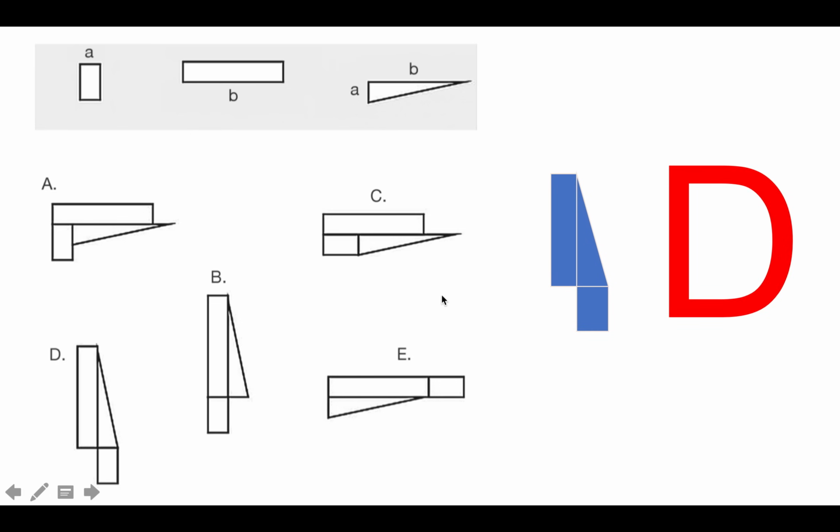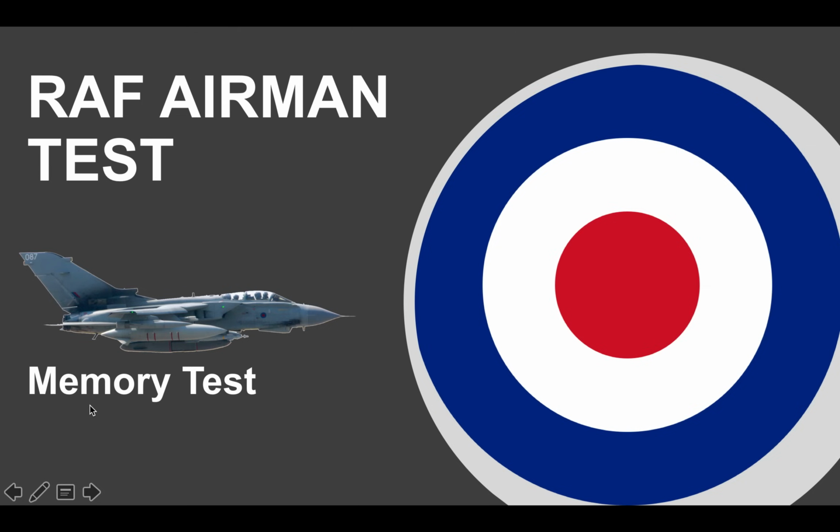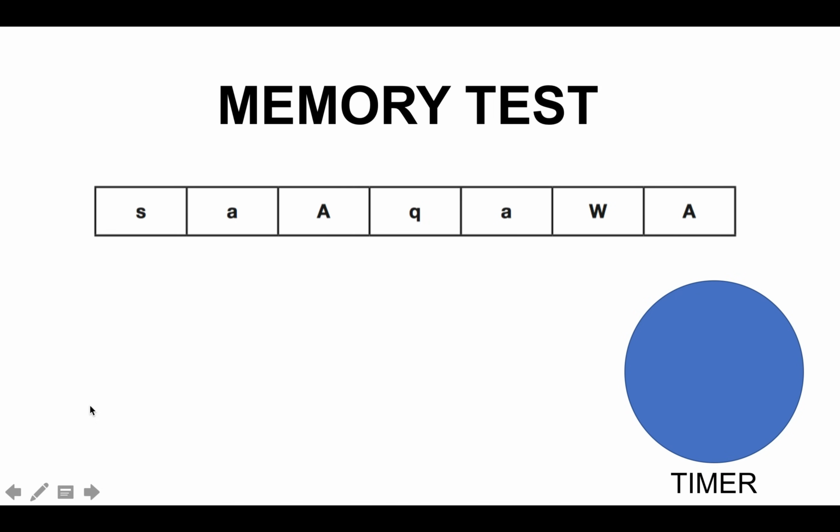Do not get it confused with B, because it could be quite easy to look at this, and that's where you would make the mistake, because you would put that small vertical rectangle below the higher one, which is the horizontal one there. So you could be mistaken for getting B, but the correct answer is D. Let's have a look at a memory test now.